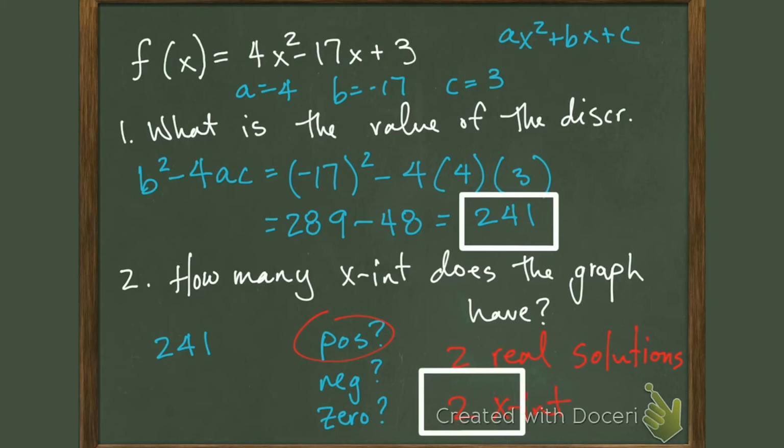All right, so if I'd gotten negative 241, then I would have said it was negative and there would have been no real solutions. If I had gotten 0, then I would have said there was only one real solution.